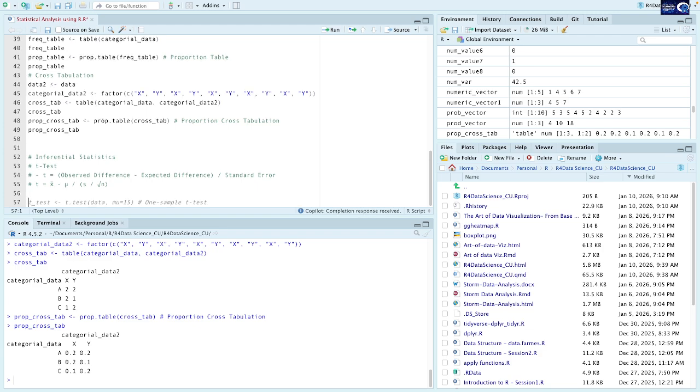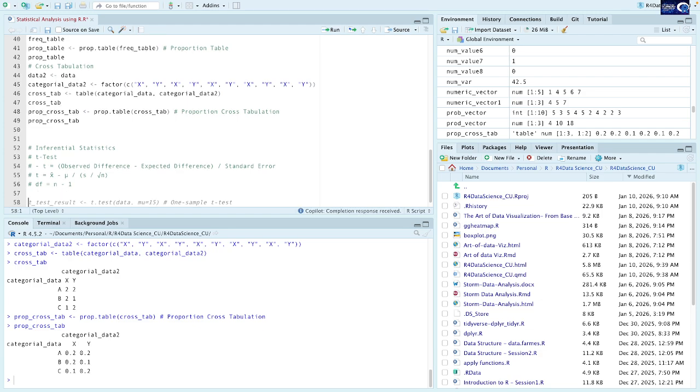Where x bar is the sample mean and mu is the expected difference or hypothesized mean. S is the sample standard deviation, and n is the sample size. Now one more thing that is important: degree of freedom will be n minus 1 for t-test. Degree of freedom will be n minus 1.